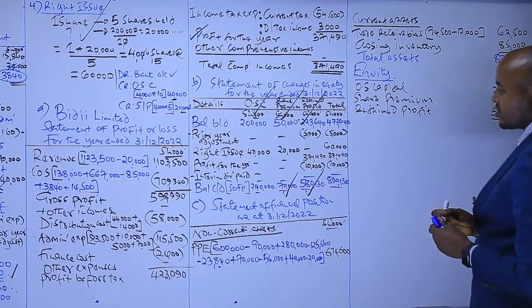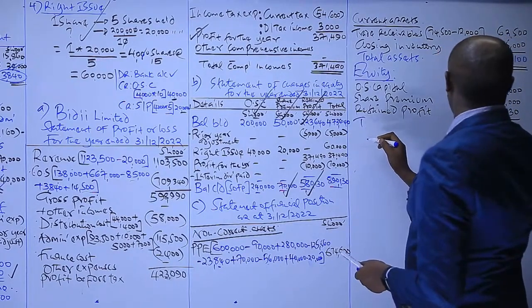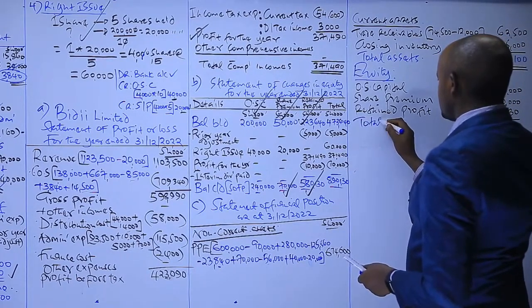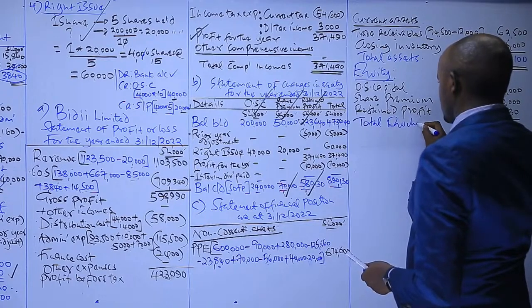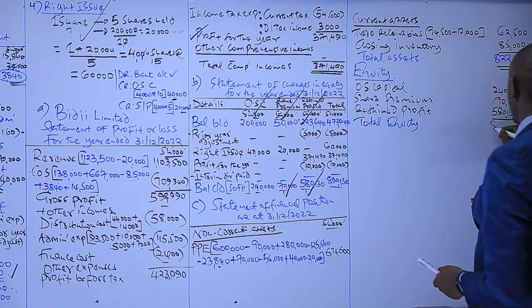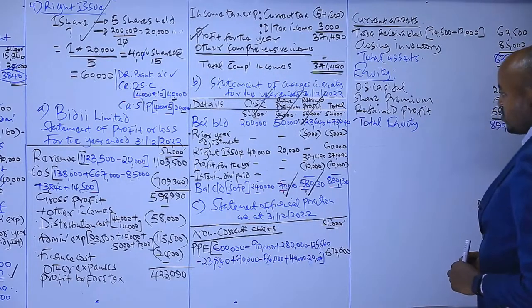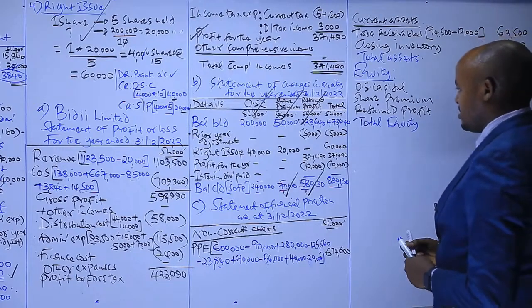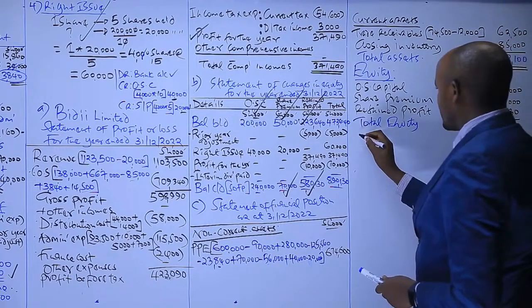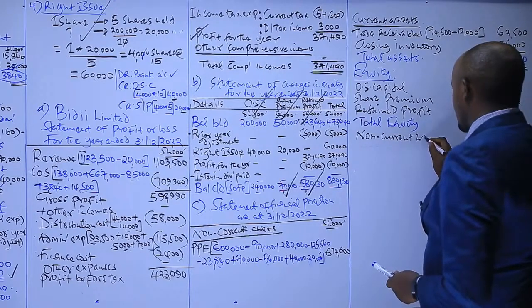And now what will be our total equity is what we have here. Total equity is 890,130. Okay. So then from there we proceed and we record the non-current liabilities.